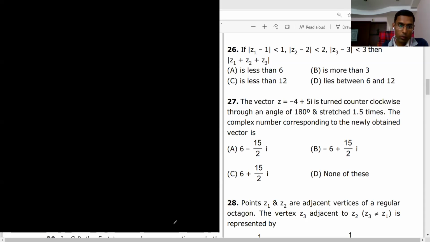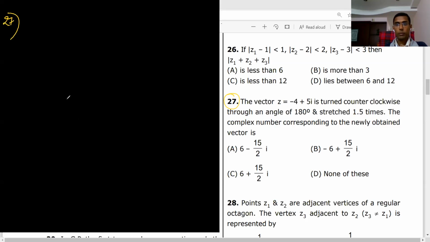Explain this 27th question with a concept also. Once we will discuss this 27th question. What is this 27th question? The vector z equal to -4 plus 5i is turned counterclockwise direction, that means anti-clockwise direction, through an angle 180 degrees and stretched 1.5 times. The complex number corresponding to the newly obtained vector.